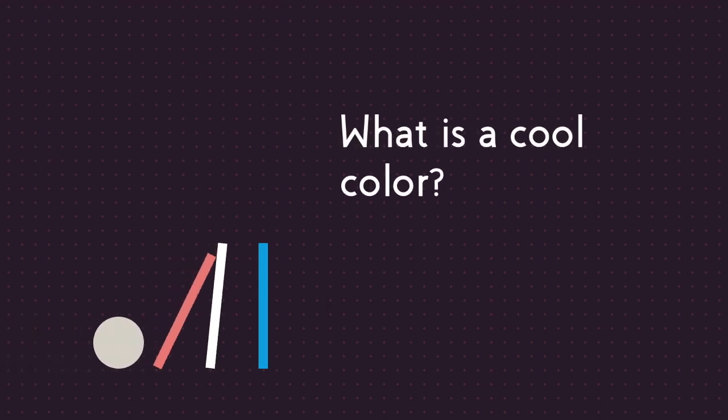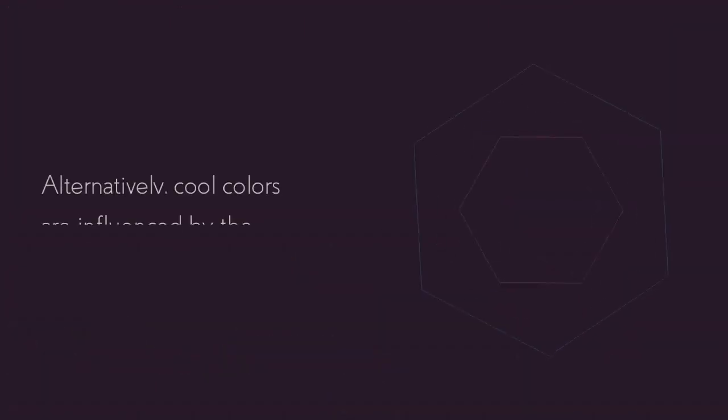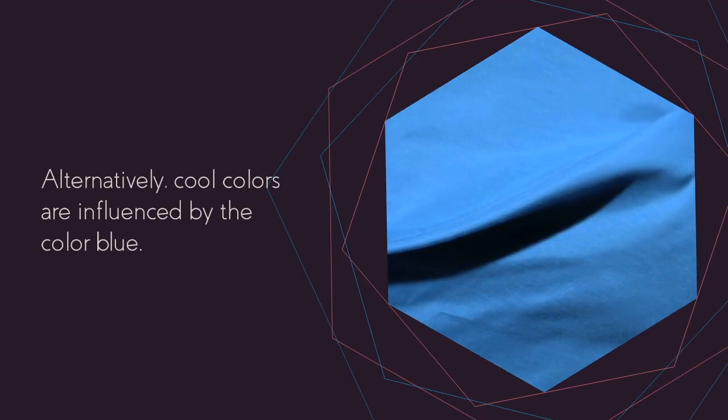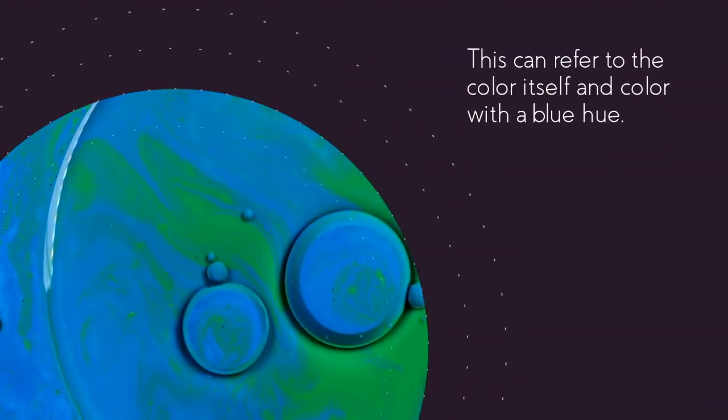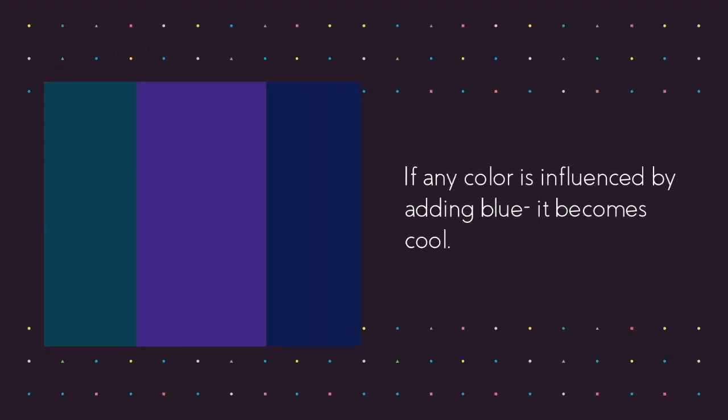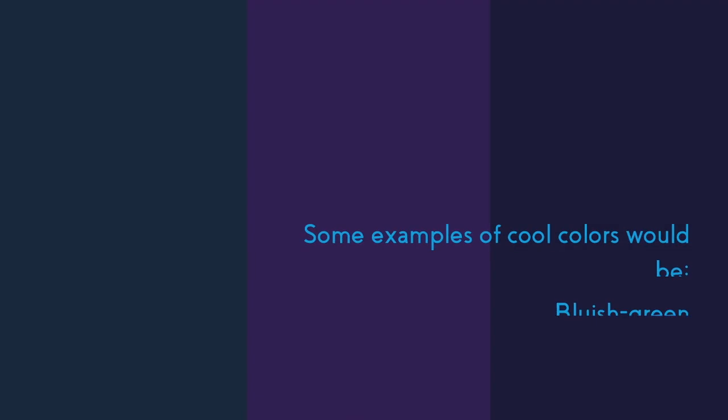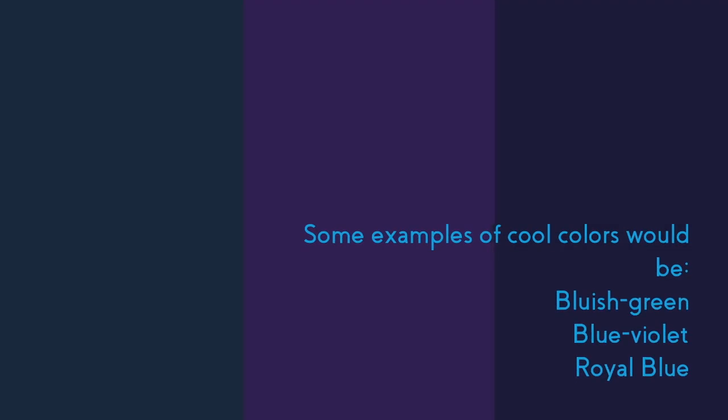What is a cool color? Alternatively, cool colors are influenced by the color blue. This can refer to the color itself and color with a blue hue. If any color is influenced by adding blue, it becomes cool. Some examples of cool colors would be bluish green, blue violet, and royal blue.